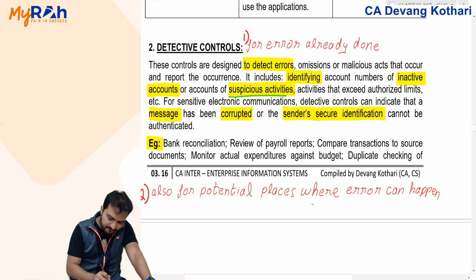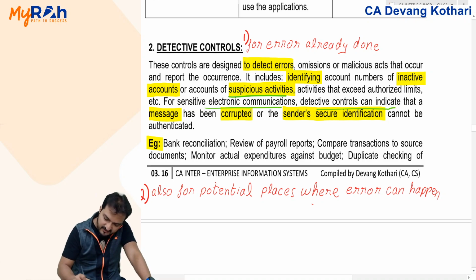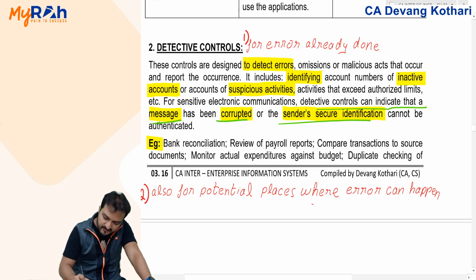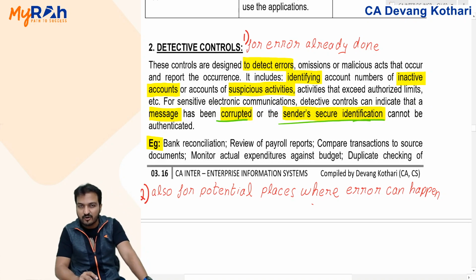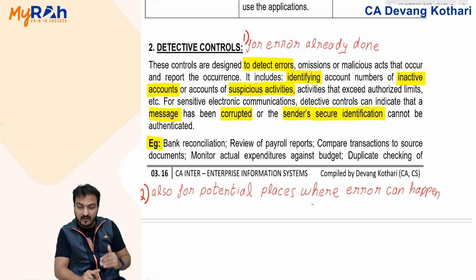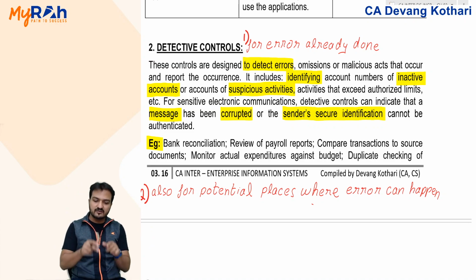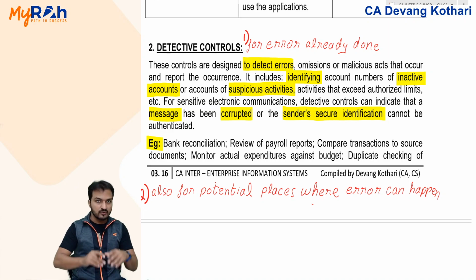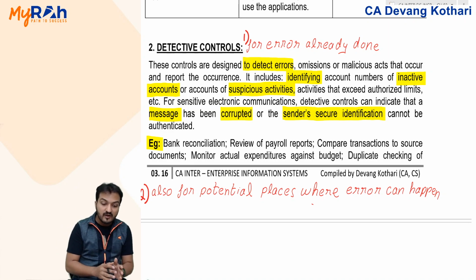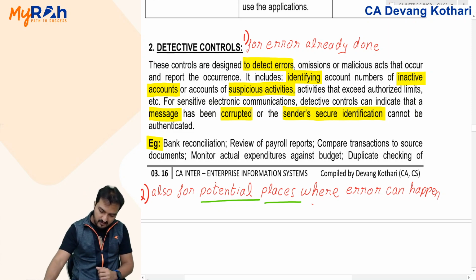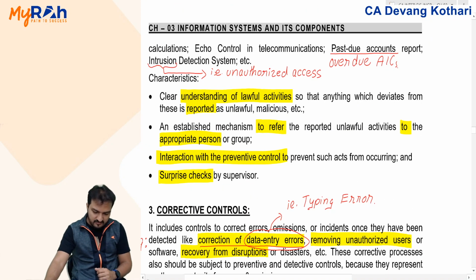For sensitive electronic communications, detective controls can indicate whether a message is corrupted or not, whether the sender's identification is secured or not. Many times when you receive some email, Gmail might tell you that this mail has come from unreliable sources. That is like a detective control. Damage has not already happened, but it is identifying potential places from where damage can happen. Anyways, under that also you can read the examples.